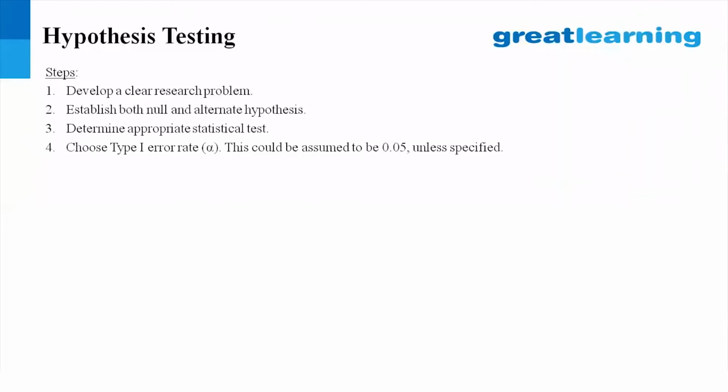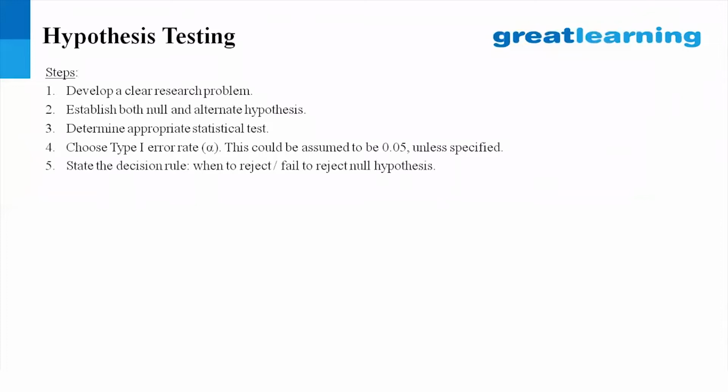Now you choose the type 1 error. What is the level of tolerance that you can allow your statistical test to make? Choose that. If it is not given in a problem, you assume it to be 0.05. After that, you state the decision rule. So decision rule is nothing but when do you fail to reject the null hypothesis.